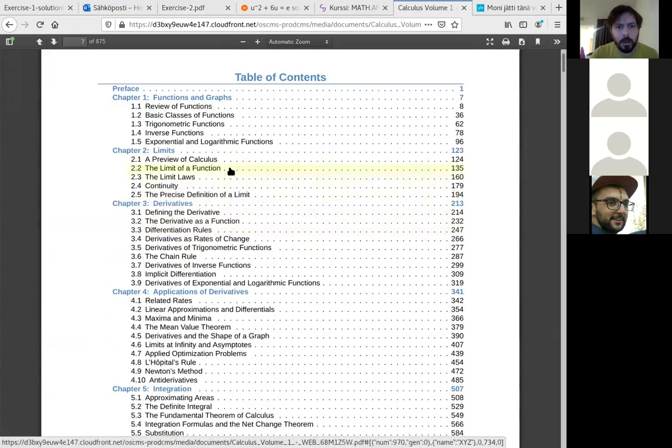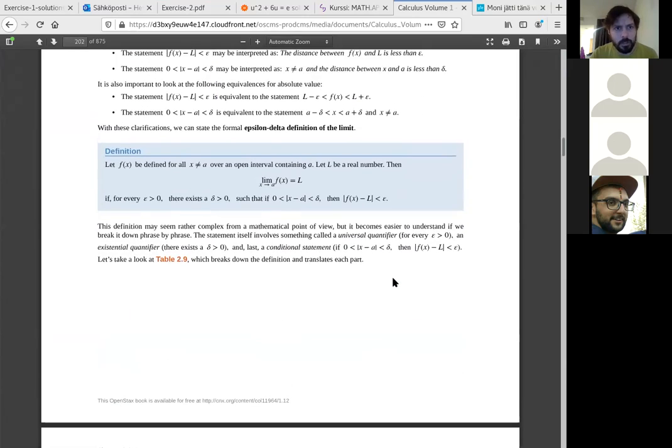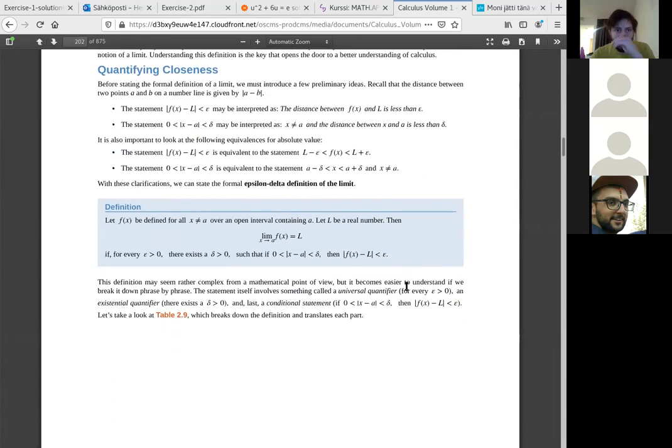But so here we have the precise definition of the limit. It's on page 194 of the book. Here is the definition: let f(x) be defined for all x not equal to a on an open interval that contains a, and let L be a real number. So we have here the definition that characterizes the limit in terms of epsilon and delta. This is a very important pair, and it will be familiar to you from real analysis: epsilon and delta.